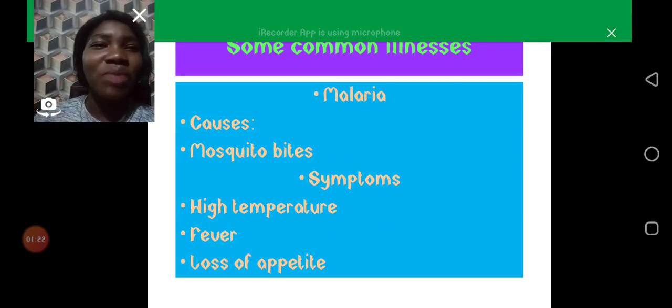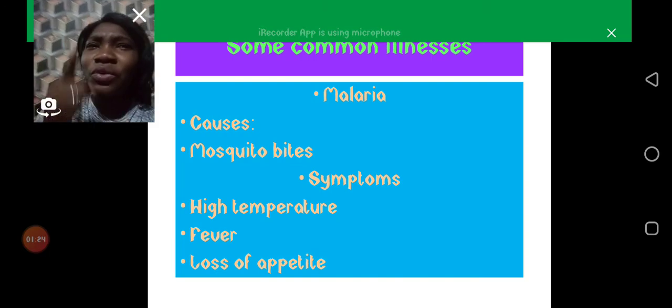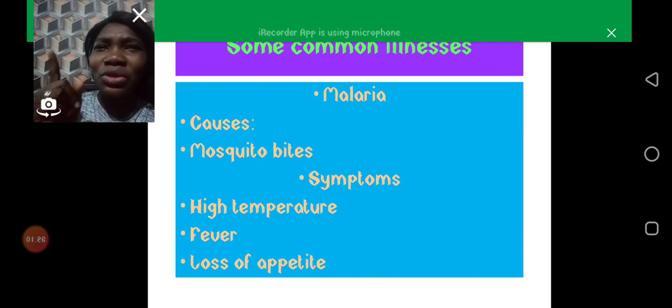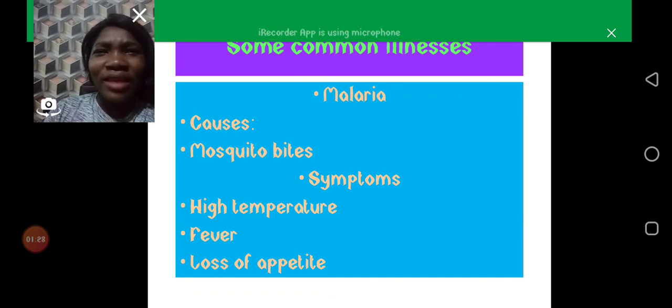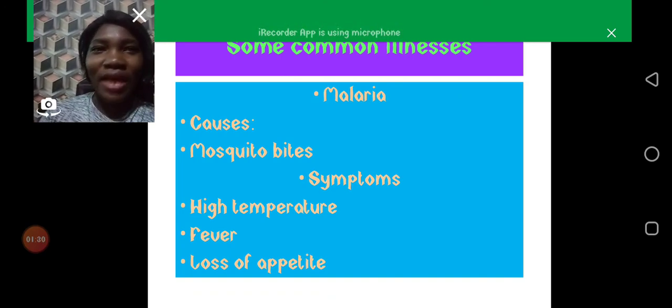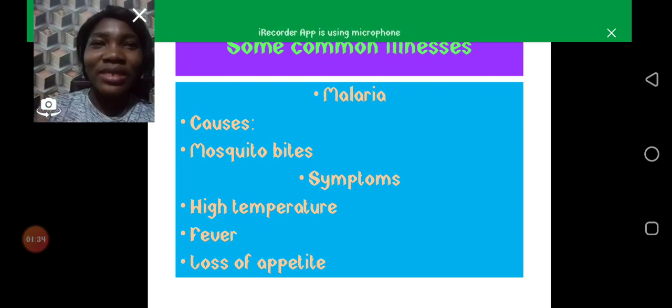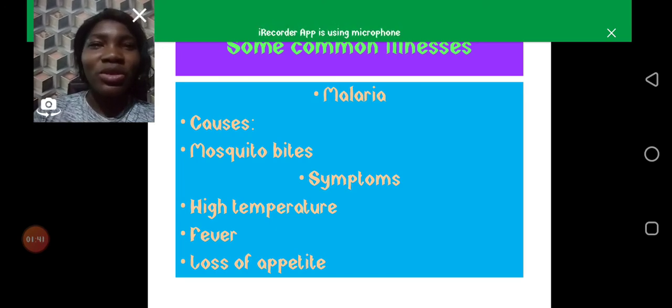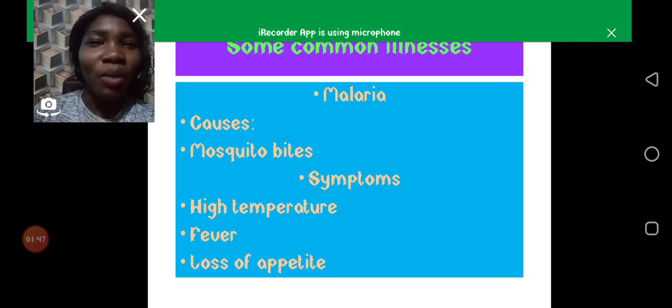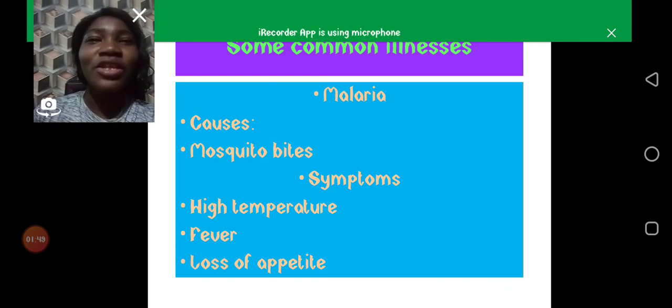Number one is malaria. If you could remember, there was a time I told you I had malaria, and I told you the cause of it. I said it was mosquito that caused it, that it bit me so much. So malaria is what we are going to be looking at first, and the cause of malaria is mosquito bite. When mosquito bites you too much, you automatically have malaria.